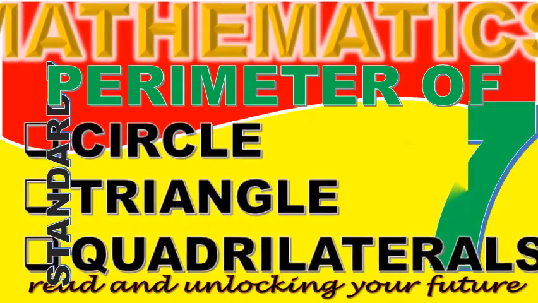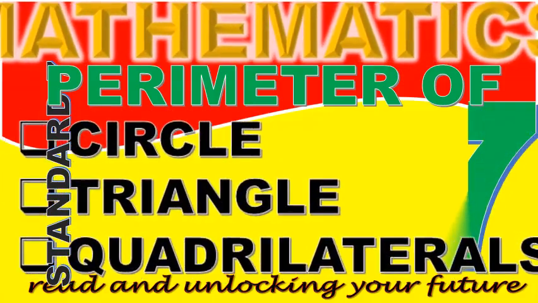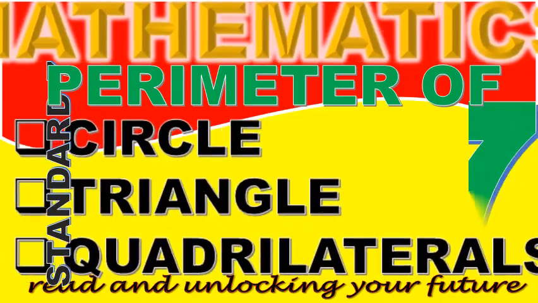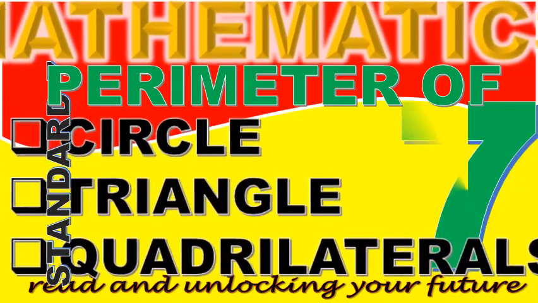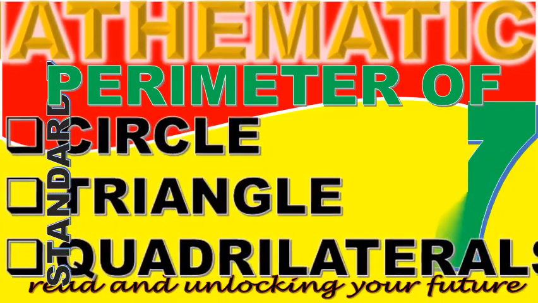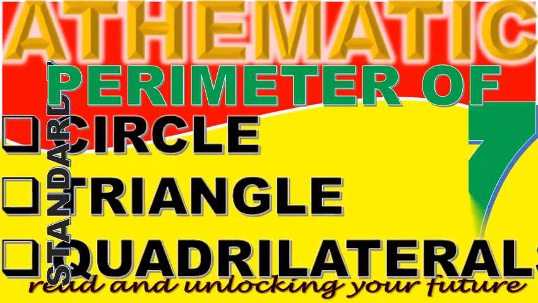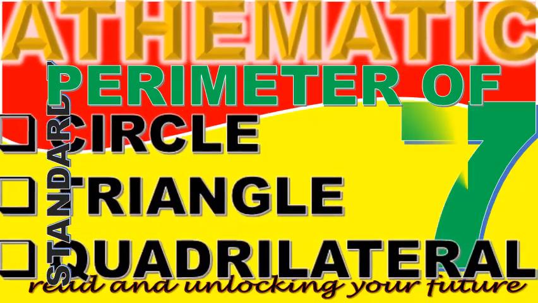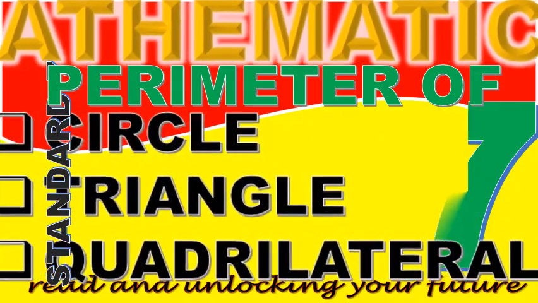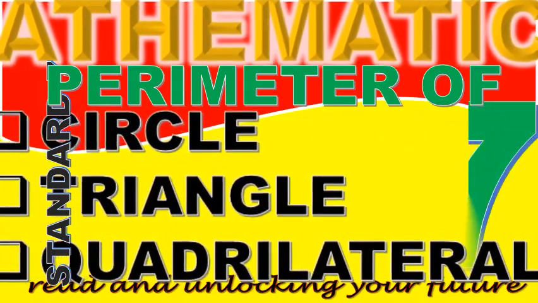Hello, Standard 7 pupils. In this program, we are going to learn about perimeter of circles, triangles, and quadrilaterals. Kipto, what is perimeter? Perimeter is the total distance round any figure along its edges. That is correct, Kipto. Perimeter is the total distance round any figure or shape along its edges.